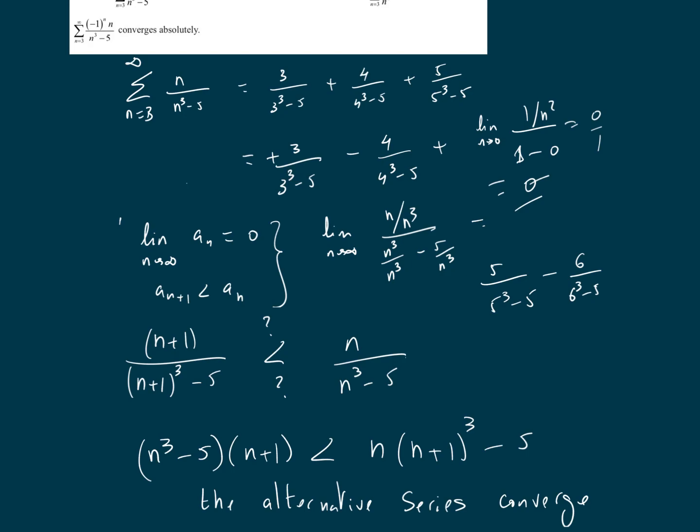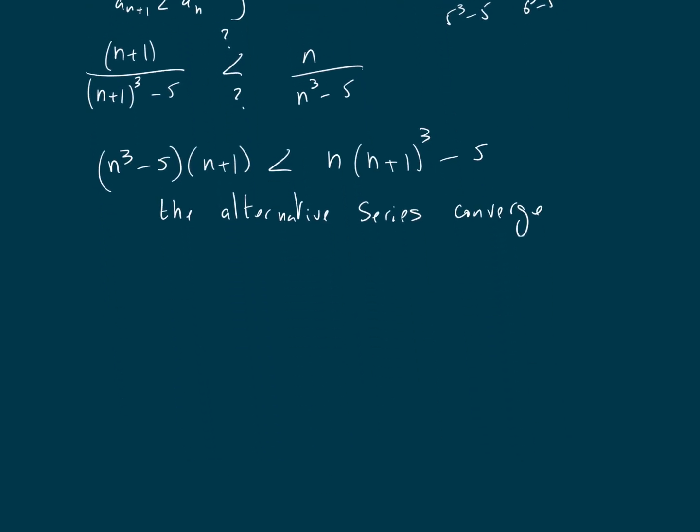Now, this one is the alternating series. Where is the alternating series? I didn't write it. This one: minus, plus, minus. And this is the absolute value of the series. So does this one converge or diverge? We have to study this one. It is the summation from n equals 3 of n divided by n cubed minus 5. Let's go do this one.